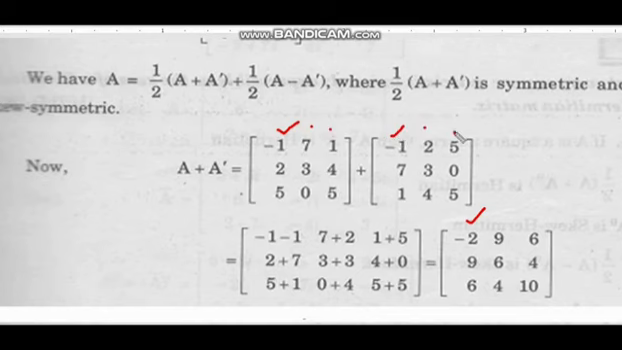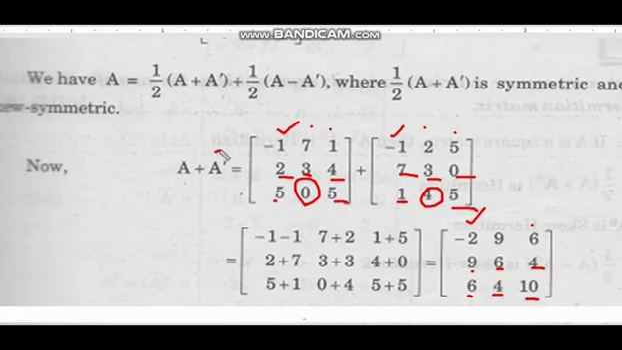1 plus 5 is 6. And 2 plus 7 is 9. 3 plus 3 is 6. 4 plus 0 is 4. Then 5 plus 1 is 6. 0 plus 4 is 4. 5 plus 5 is 10. So now we have found A plus A transpose.